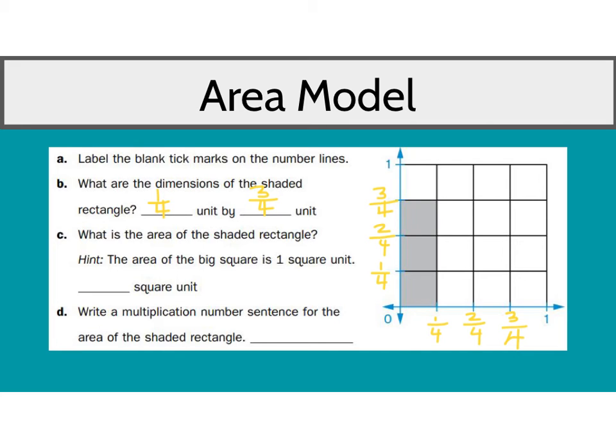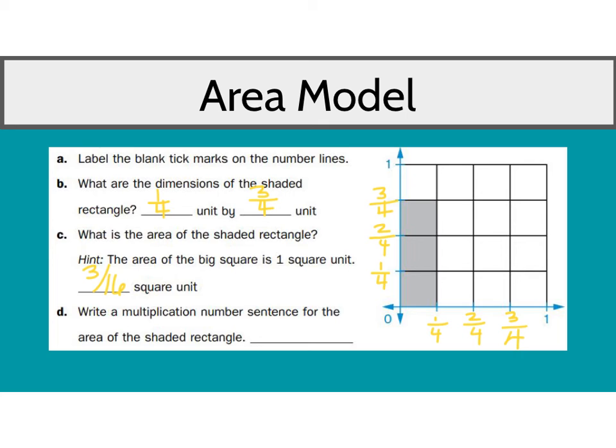So what is the area of the shaded rectangle? When we look at letter C, it says hint. The area of the big square is 1 square unit. So if we count the squares here, this is 1, 2, 3. All the squares we count, there are a total of 16. So our area is going to be 3/16 square units.